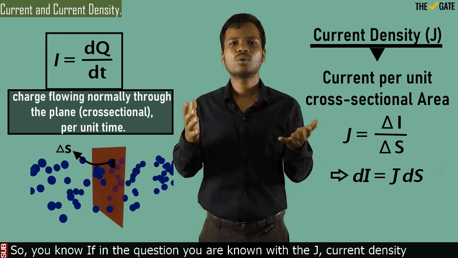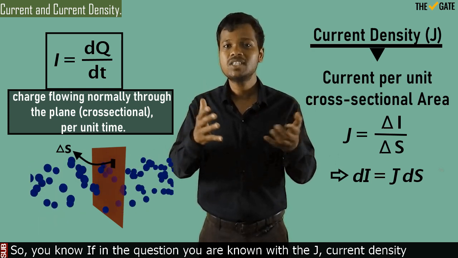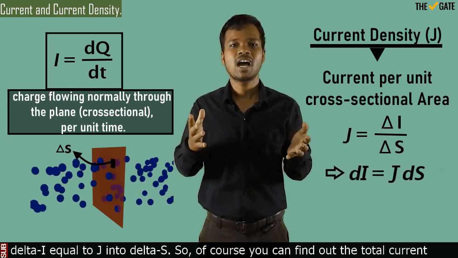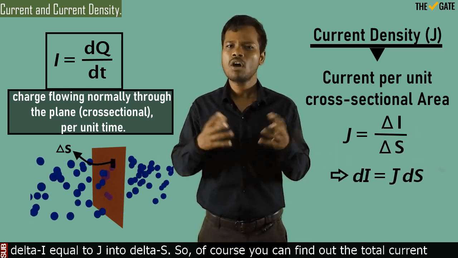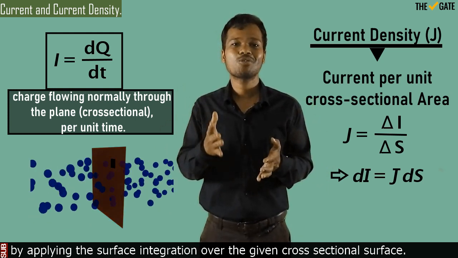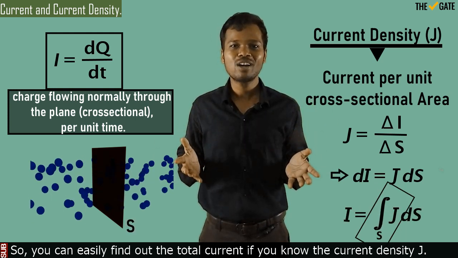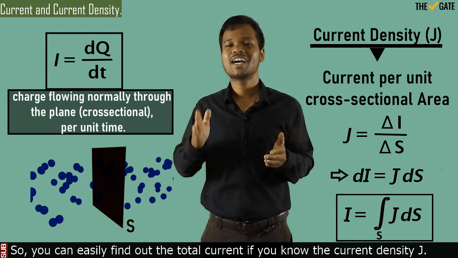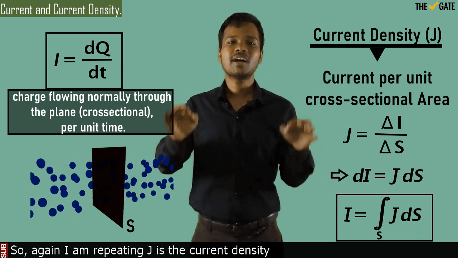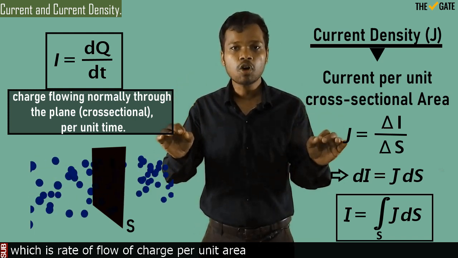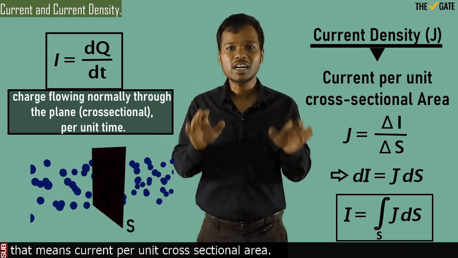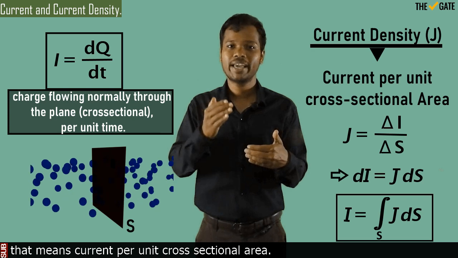So if in the question you are given the current density J, then you can find the differential current as delta I equals J into delta S. Of course, you can find the total current by applying surface integration over the given cross-sectional surface. Again, J is the current density, the rate of flow of charge per unit area, that means current per unit cross-sectional area.